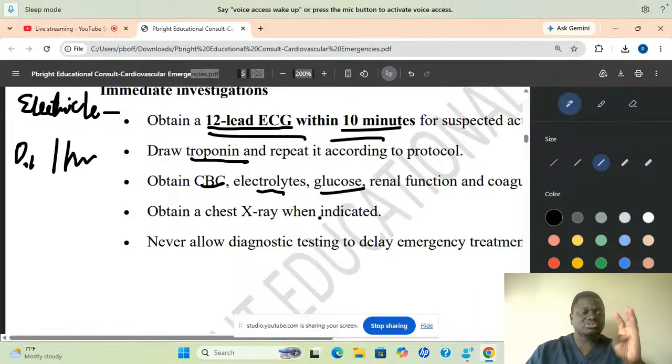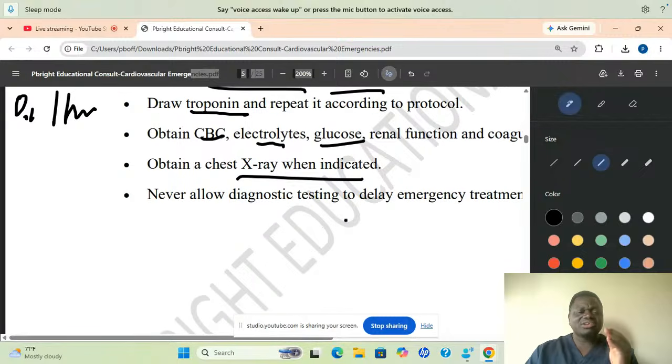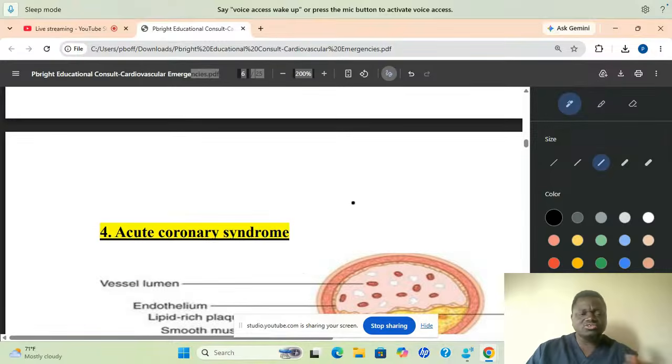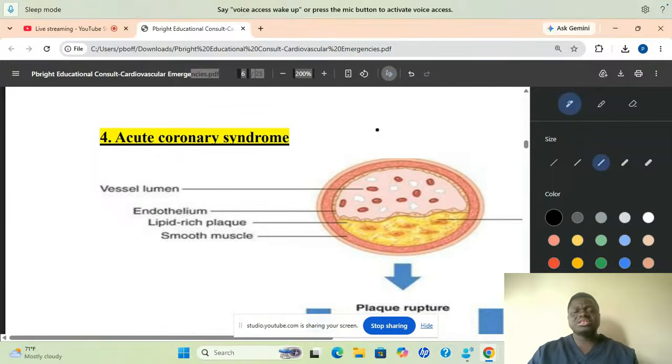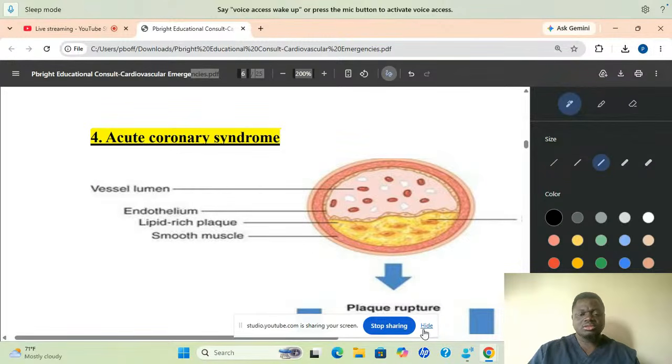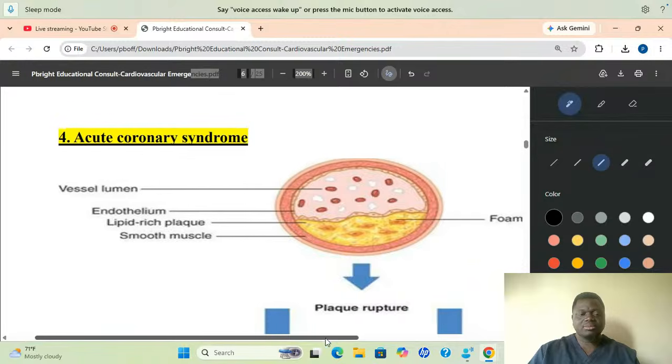You do your chest X-ray. We have already mentioned it. Never allow diagnostic testing to delay emergency treatment. Okay, let's move on. Let's take the conditions one by one.